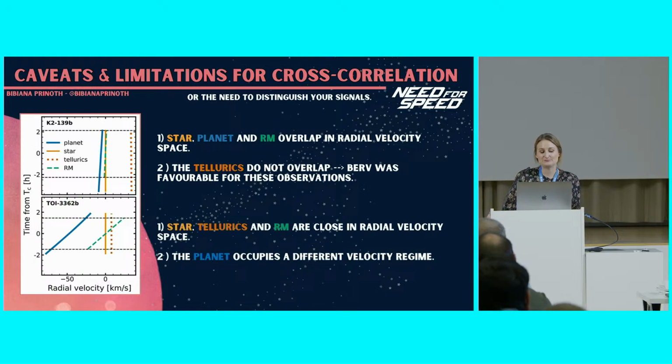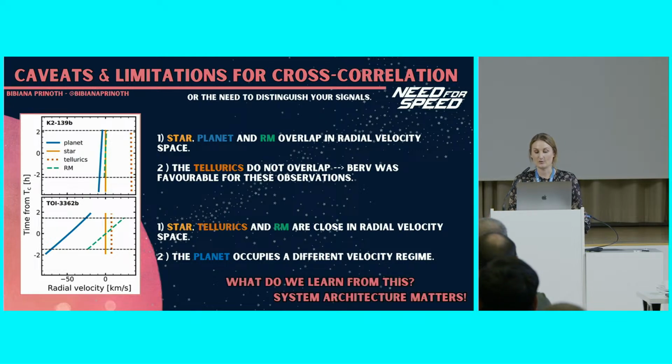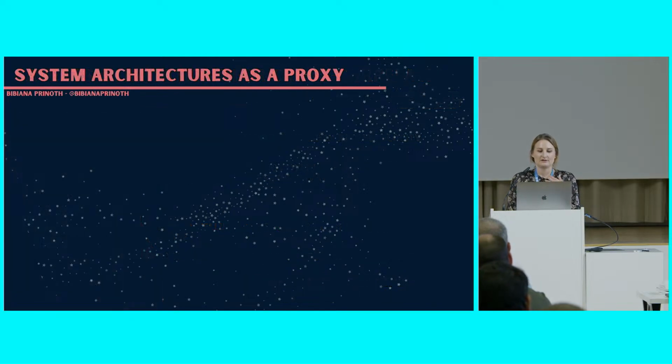Here's another example where we have the star, tellurics, and the RM that are close in radial velocity space, and the planet then occupies a different regime. And I'll give you a little spoiler here: this planet is on an eccentric orbit. So what do we learn? This system architecture matters a lot. I want to take this system architecture as a proxy.